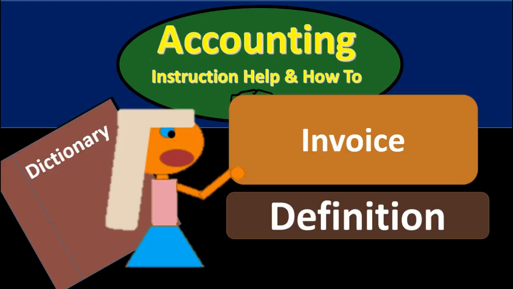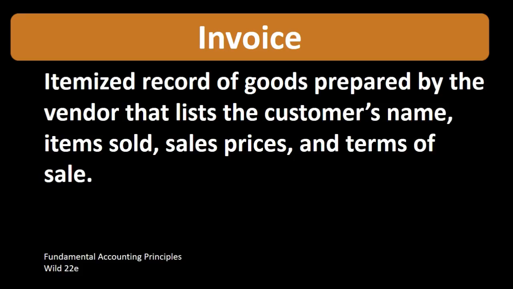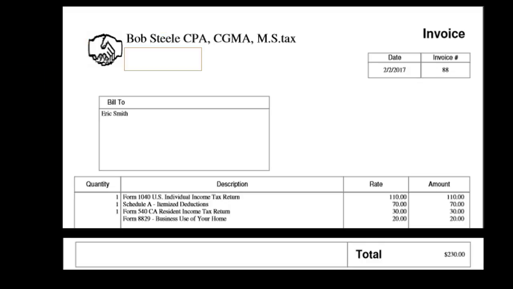Hello, in this lecture we're going to define invoice. According to Fundamental Accounting Principles, Wild 22nd edition, the definition of invoice is an itemized record of goods prepared by the vendor that lists the customer's name, items sold, sales price, and terms of sale. When we think about the invoice, we're thinking about that document that's going to list out the sale, the sales terms. Let's take a look at an example.